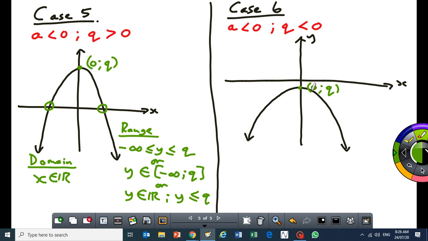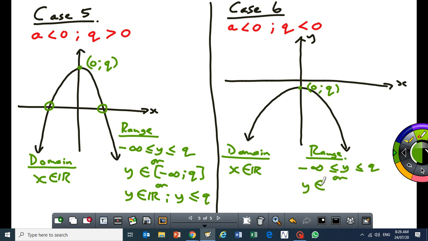Okay? The domain is going to remain the same. X is an element of real numbers. The range, okay, you write it like how we've been writing, so minus infinity is less than or equal to y is less than or equal to q. Or you can say y is an element of, open this bracket, minus infinity up to q. And then you can also write it as y is an element of real numbers, but y is less than or equal to q.